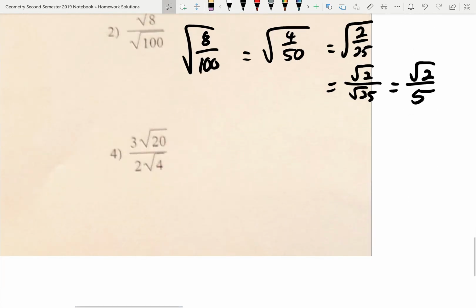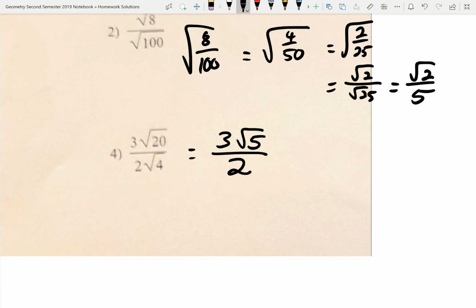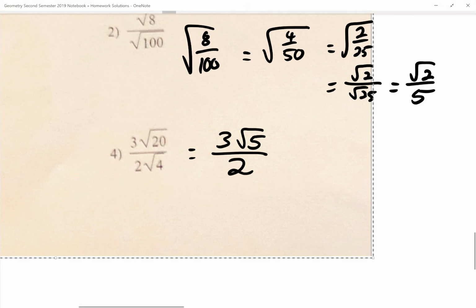Okay. Number 4, again, I'm going to have you do this on your own. And if done correctly, you should get 3 root 5 over 2, or 1.5 root 5. Okay, that concludes the Radical Review video.